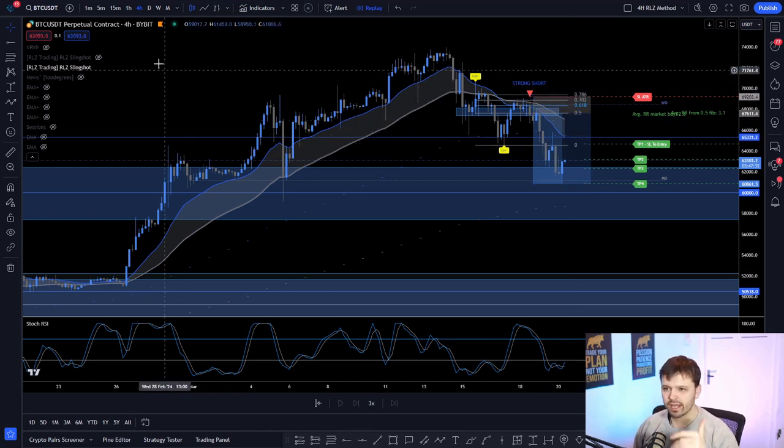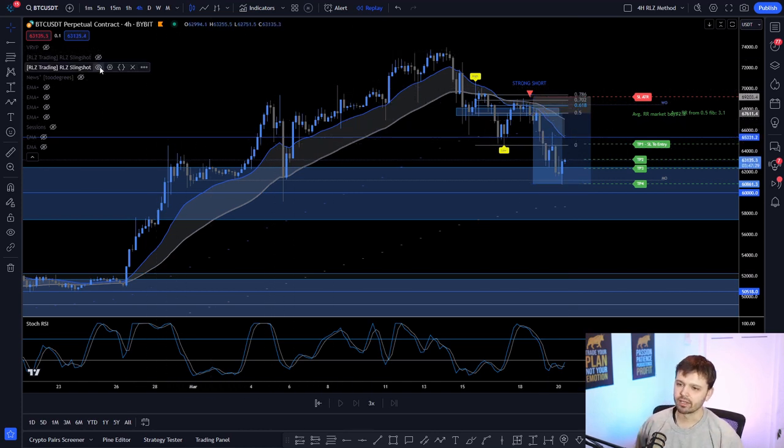Let me break down this idea here that I had on Bitcoin. Let's first do it without the indicator to kind of show you the type of price action that I was looking for here on Bitcoin.